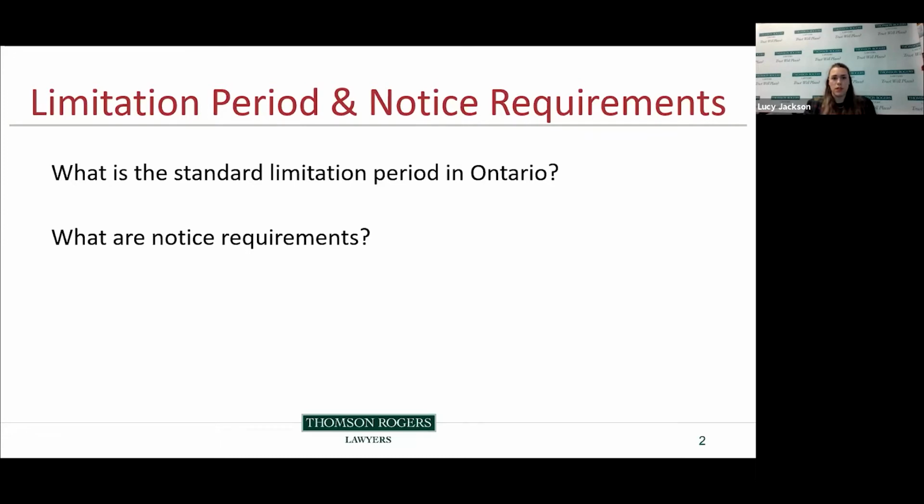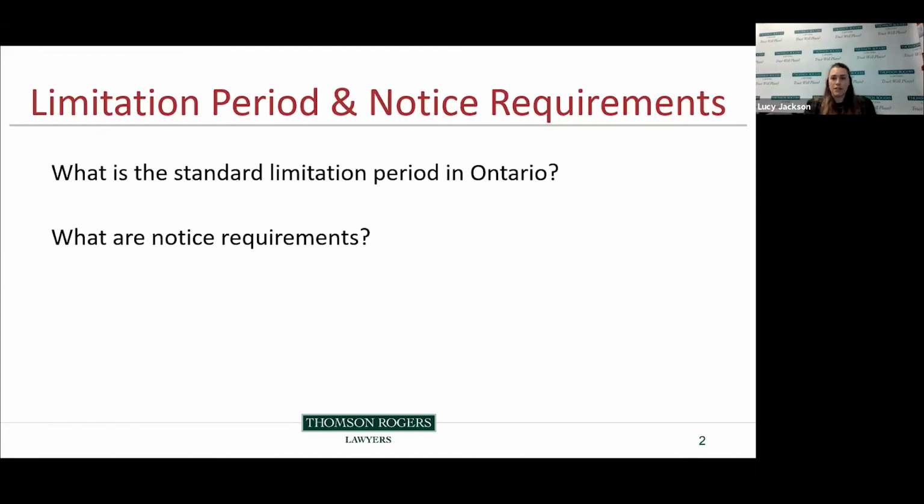So for limitation periods, if someone is injured in a motor vehicle accident and they want to pursue a lawsuit to claim their damages from the at-fault party, they must file a statement of claim with the court. In Ontario, there is a standard limitation period of 2 years from the date the claim was discovered, at which time the claim must be issued by. So this means that the person injured in the accident must issue or file their statement of claim with the court no later than 2 years from the date of the accident.